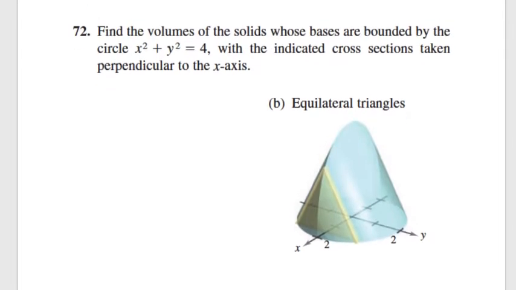(72b) is a question with cross sections. Find the volume of the solid whose base is bounded by the circle x squared plus y squared equals 4, and with cross sections taken perpendicular to the x-axis. Cross sections in question B are equilateral triangles. So here's the image of the volume. Note that the x and y axis are positioned a little bit strangely. We'll change that when we make our sketch.